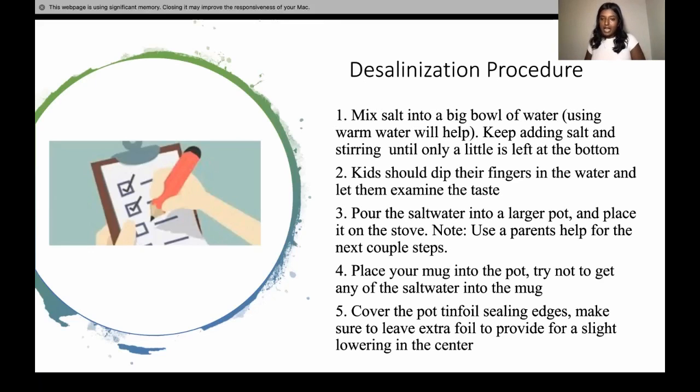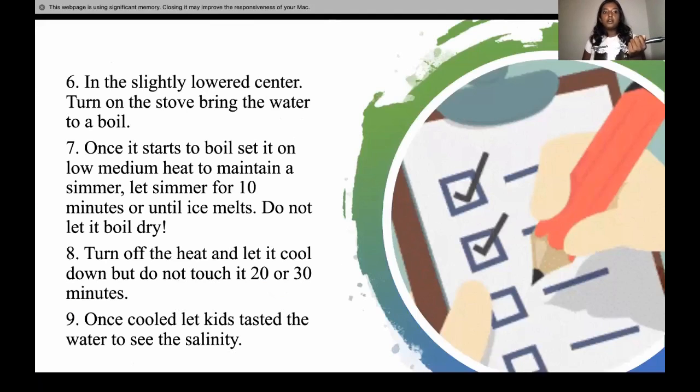Seal the edges. And also, make sure that you have a little bit of it lowered in the center. So what that means is that you have the pot, right? So there's a slight lowering in the middle, which is where I'm going to place my ice cubes, okay? So obviously you do this, you place this on the stove and you bring the water to a boil, okay? And you're gonna leave it to boil. And once you see that the ice is starting to melt or that there's a significant amount of boil, you're gonna turn it off, okay?